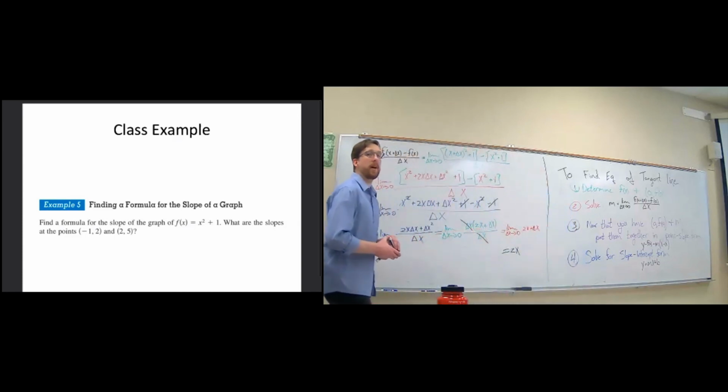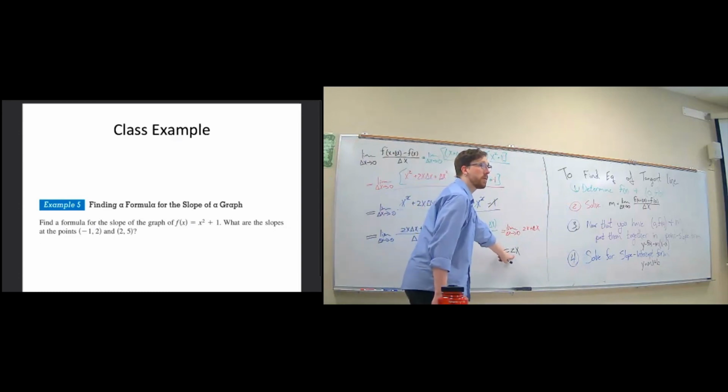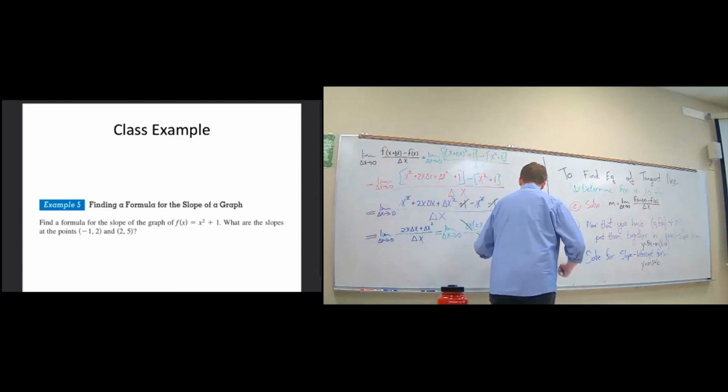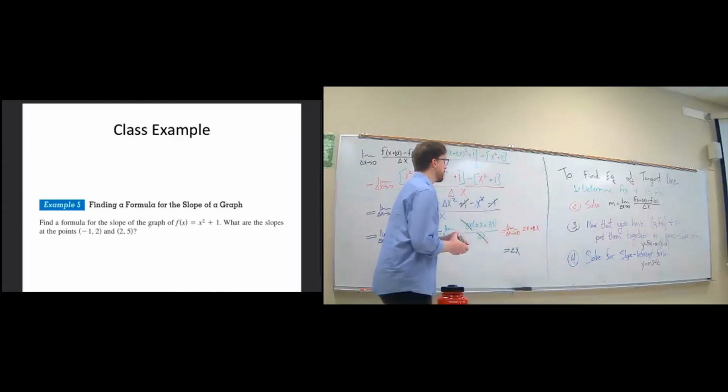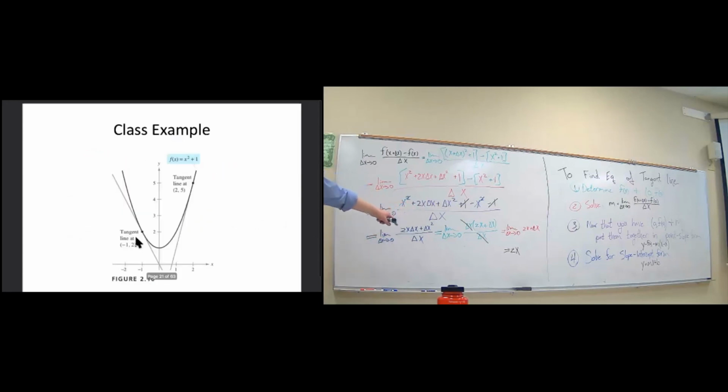So for any x value, the slope of this particular function can be found using this equation, just 2x. So if we want to find the slope at the point -1, 2, just throw -1 in there. If you want to find the slope at 2, 5, just throw 2 in there. So if you want to find the slope here, this slope should be -2. If you want to find the slope here, this slope should be 4.